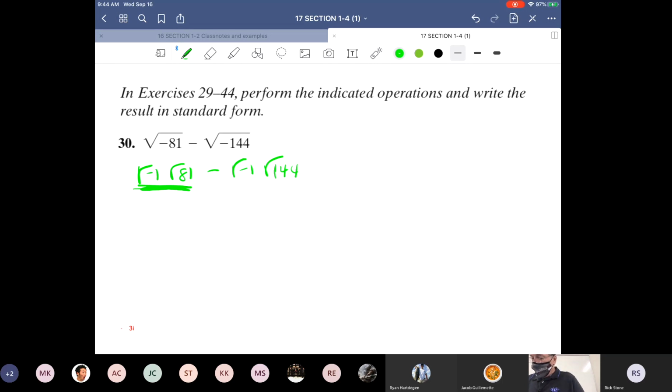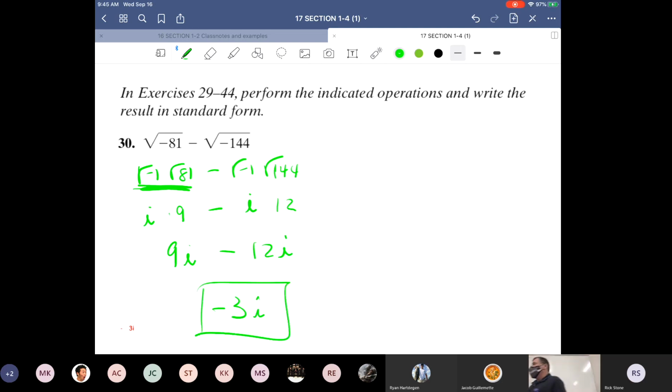But we know that the square root of -1 is i, and the square root of 81 is 9, so that really comes out to be 9i, minus, this would be i, and this would be 12, so that's minus 12i. And once we simplify those, then we can subtract them and get -3i. So if we have a square root of a negative number and we want to simplify it, simplify the radical first, and then add the like terms. Y'all with me? Let's try another one.